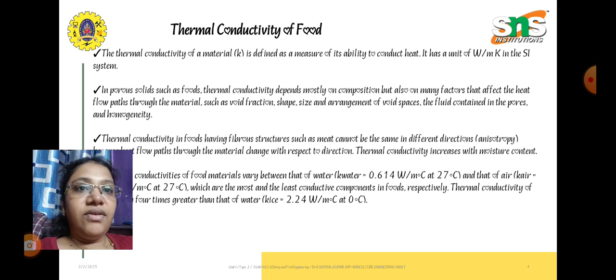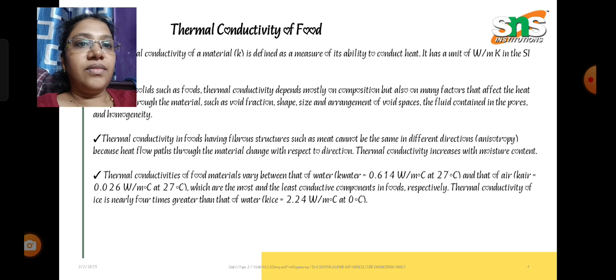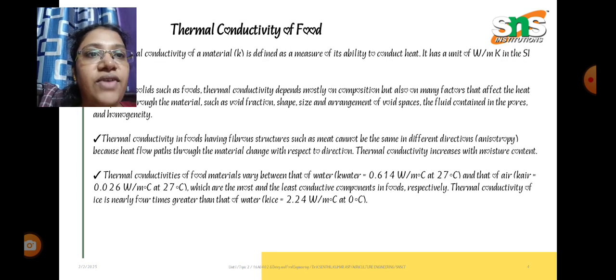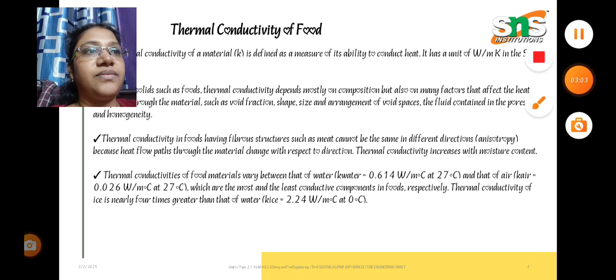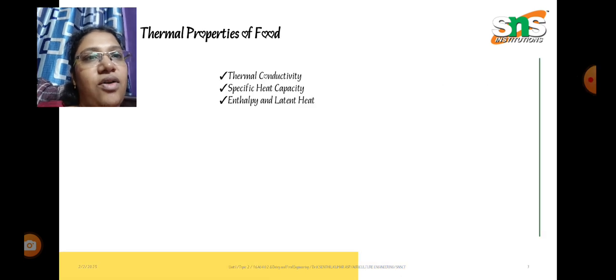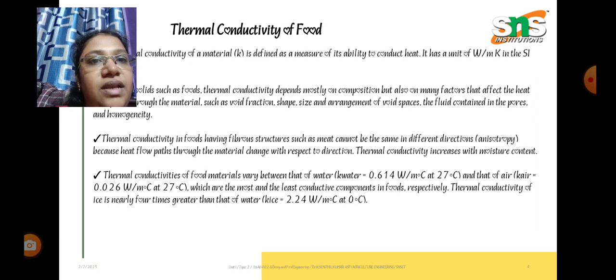The thermal conductivity in foods having a more fibrous structure, such as meat, cannot be the same in different directions. So in that case we can relate it with respect to the direction of the heat flow path. The thermal conductivity will increase with the increase in moisture content in highly fibrous foods. The conductivities of foods will vary between that of water and that of air. So with the different conductivities of water and air, we can relate how the thermal conductivity property varies.